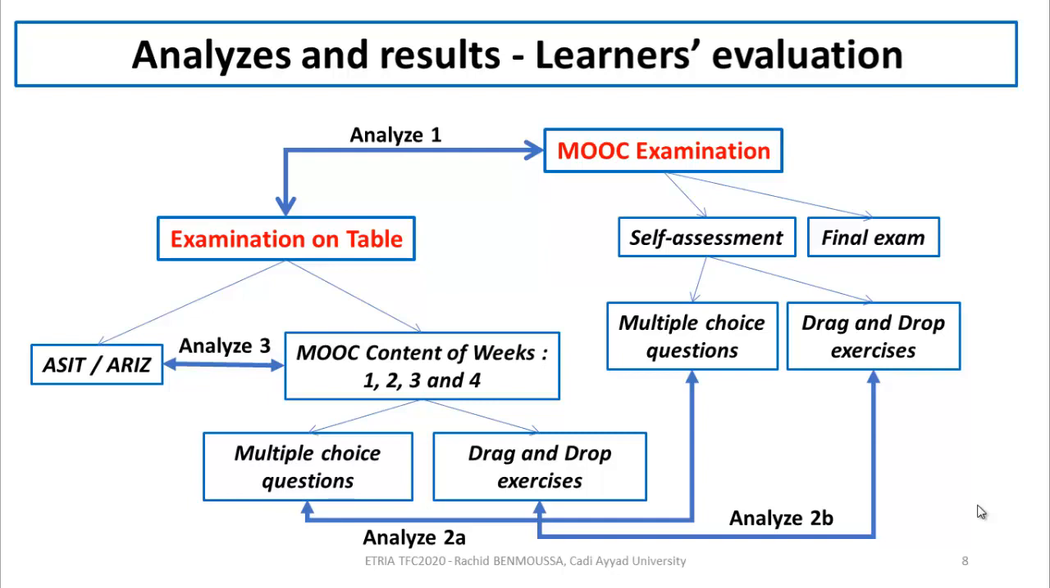Analysis 3 finally seeks to calculate the correlation between the grade of the evaluation on table, which covers parts studied only on the MOOC, and the grade of the evaluation on table, which covers only the chapters studied face-to-face. The interest of this analysis is to answer respectively the questions: do the learners have a preference for training by MOOC compared to face-to-face training, and does training by MOOC give better results in general than face-to-face training?